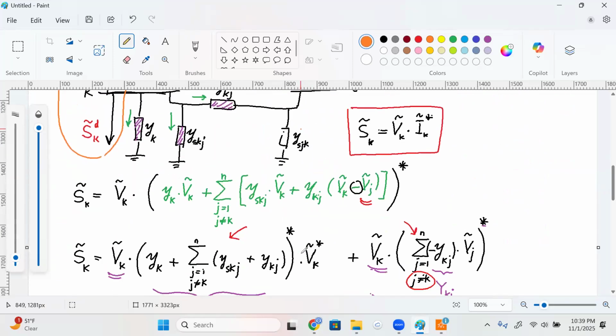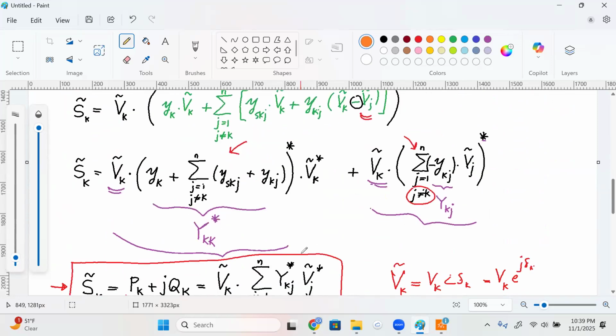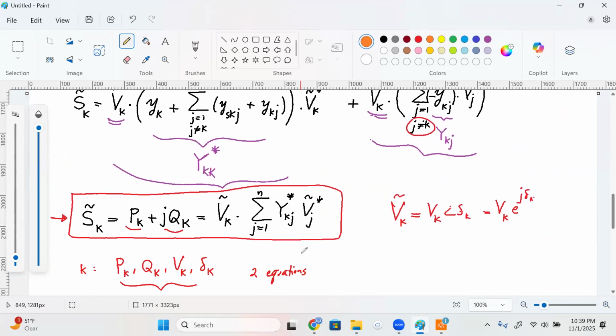And then we talked about the very, very important power equation for a node. This is the one that I would really like you to remember: the net power injected into bus K, which consists of the active power and reactive power, can be found using the node voltages in the system, as well as the elements of the admittance matrix.